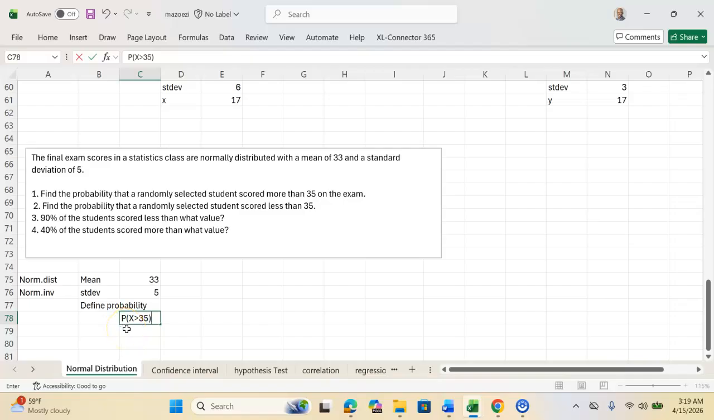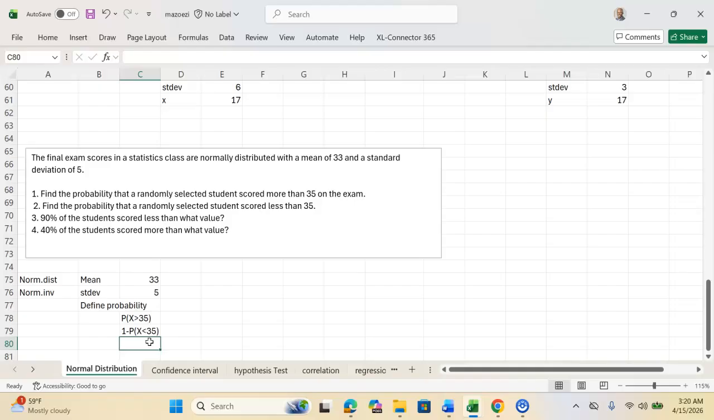Here you can see that when we use norm.dist, the condition is we cannot find a probability of values greater than x. We always look at the values less than x, or values to the left of the distribution. So in this case, we're going to have 1 minus the probability of x such that x is less than 35.